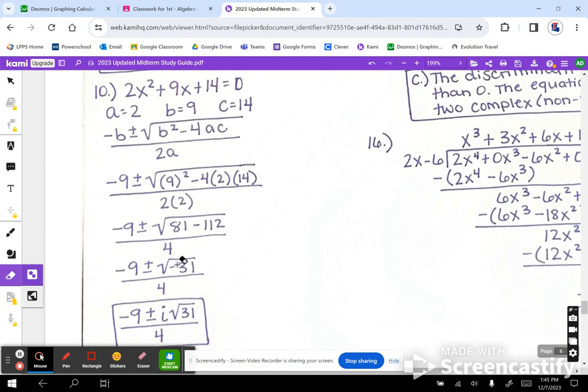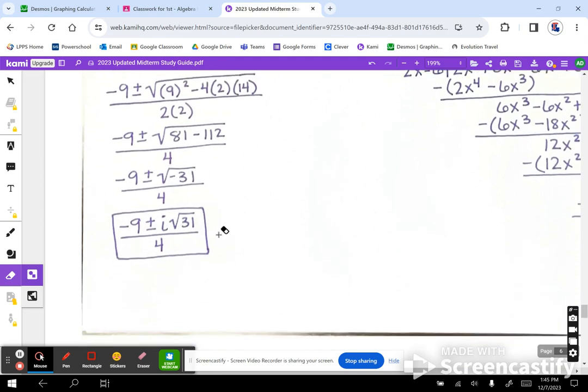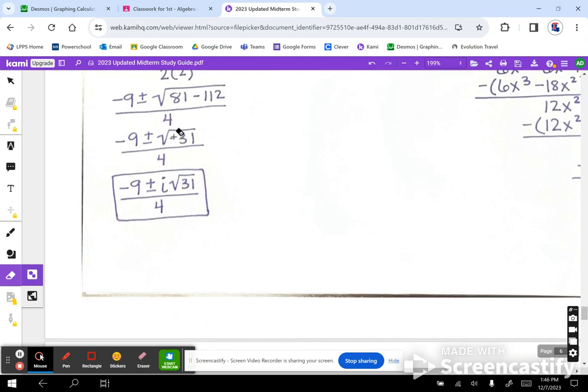You are going to replace a negative under a root. A negative under a root is always replaced with i. Okay, so your final answer is negative 9 plus or minus i root of 31, all divided by 4. And 31 is not a perfect root. There's no factor of 31 that's a perfect root. So you're just going to leave 31 under the root.